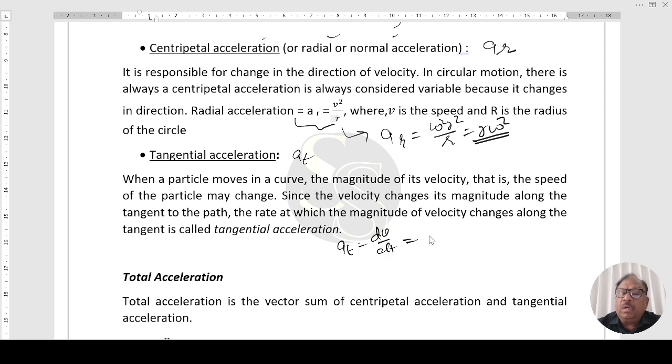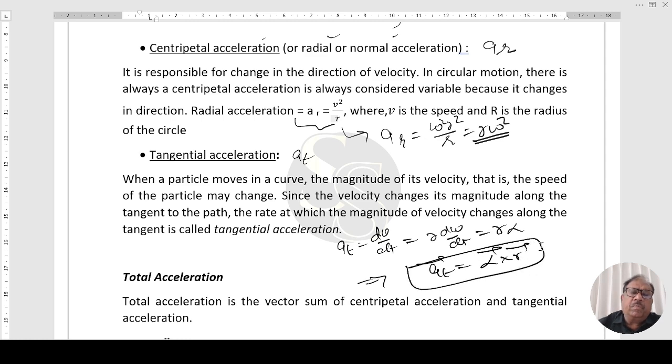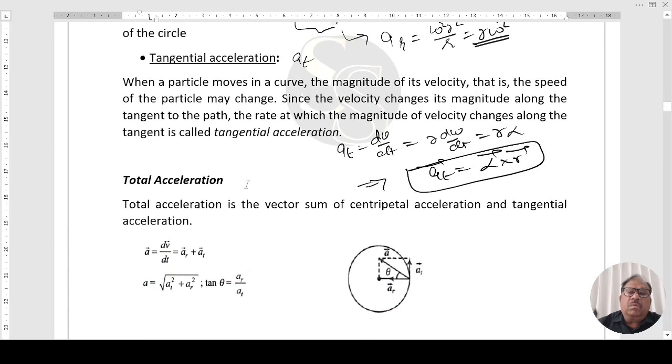V equal to r omega, so that is d omega by dt, that is r alpha. In vector form, a_T can be written as alpha cross r. This is right. And then total acceleration is the vector sum of centripetal acceleration and tangential acceleration.